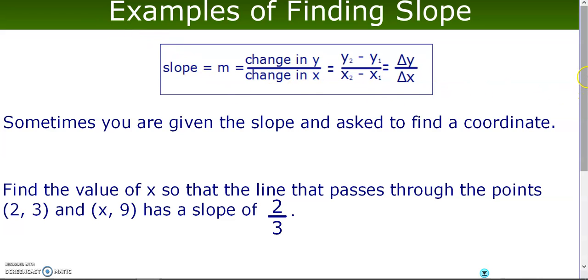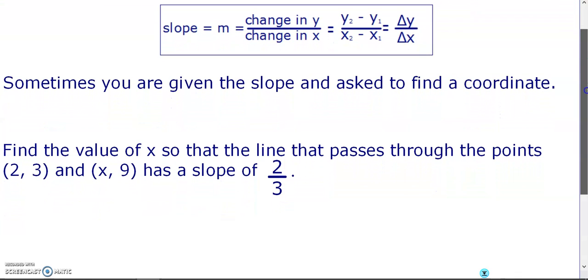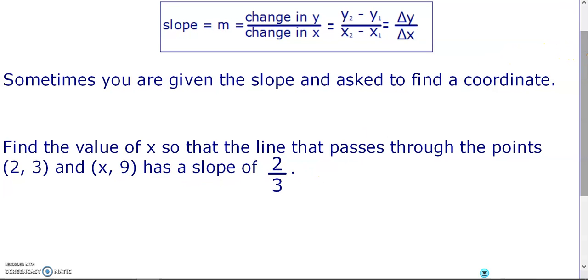Sometimes you're given a slope and asked to find a coordinate. Ooh, tricky. It says find the value of x so that the line passes through the points (2, 3) and (x, 9) and has a slope of 2/3. Well, this is just solving an equation. So I'm going to call this ordered pair 1, that ordered pair 2, and we already know what they're equal to for slope. So I'm going to set up my equation.